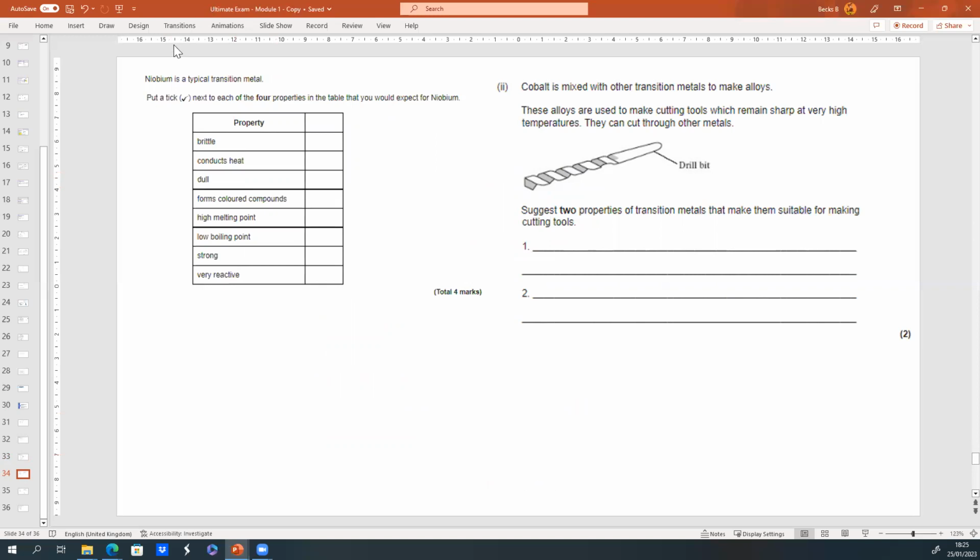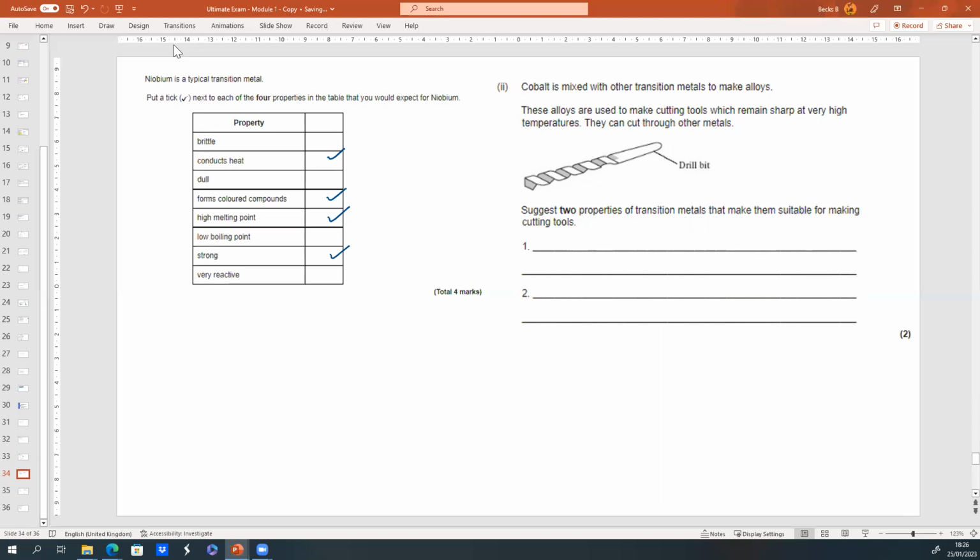So this one gives you again a name of a typical transition metal. Put a tick next to the 4 properties that you would expect. So if you know their properties, what are you expecting from them? Okay. Forms coloured compounds, has a high melting point, is strong. So they're the most obvious ones. And just knowing that metals in general conduct heat.